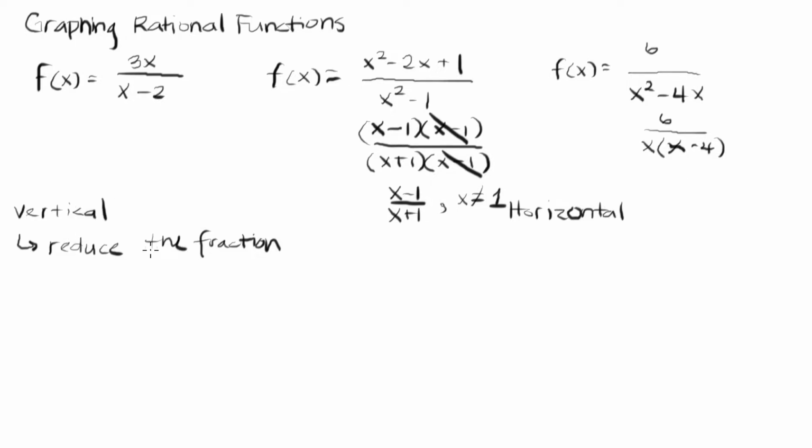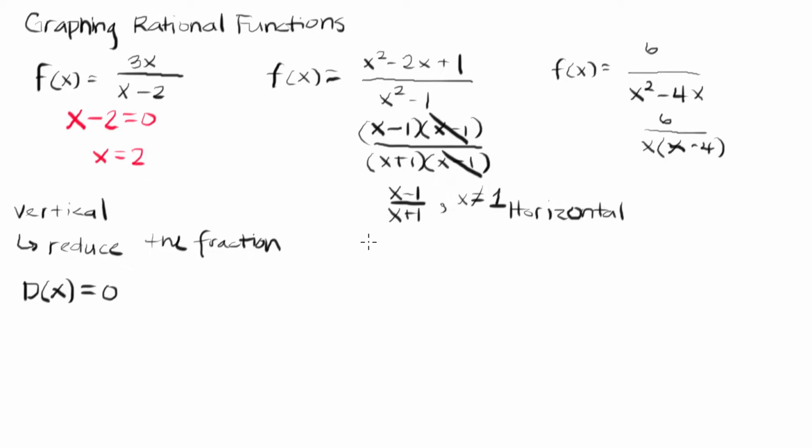Now, the first thing for vertical asymptotes is to reduce the fraction. After that, what you want to look at is the denominator of the function, which we call d of x. When that equals 0, that's when you have your vertical asymptotes. So for problem number 1, the vertical asymptote is going to occur when x minus 2 is equal to 0, and that's going to be x equals 2. So that's going to be your first vertical asymptote.